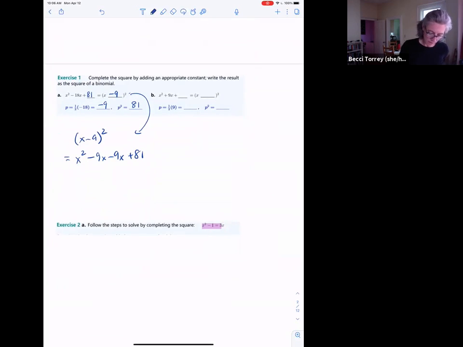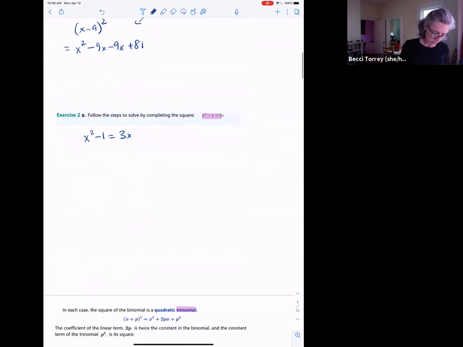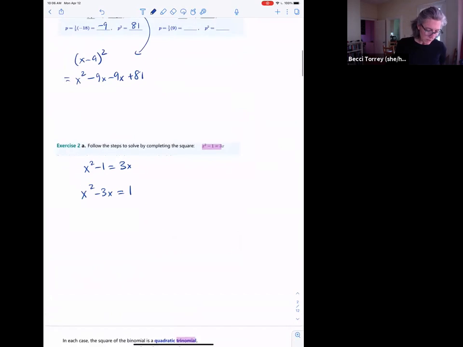So here we have x squared minus 1 equals 3x. So here we want the constant term on the other side. So we need to subtract the 3x, sorry, x squared minus 3x. And then we're going to add the 1. So I did it all in one step. So we subtract the 3x, we add the 1. Then we do the same process.